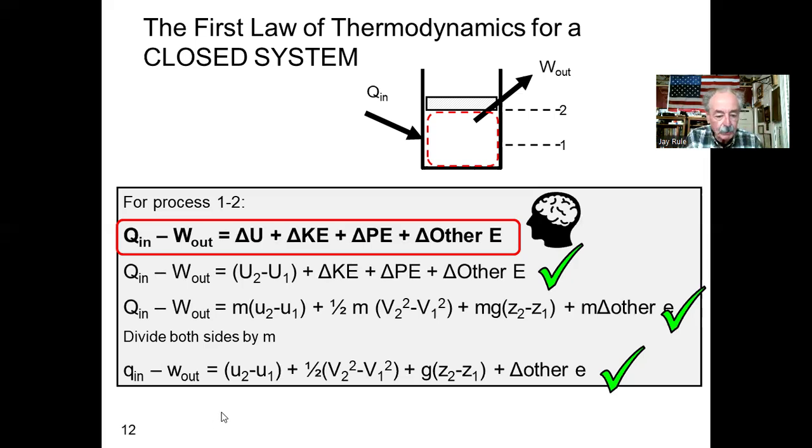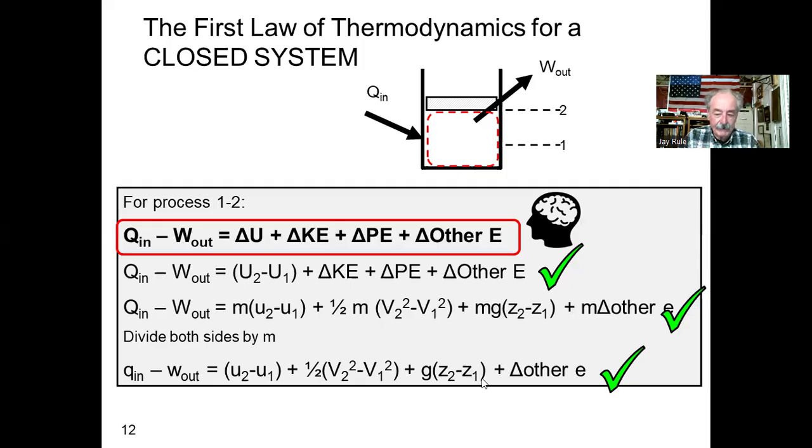A lot of times in the textbook and given homework problems, you're asked to find little q in or little q out. You say, well, what does that mean? Yet another formula. I'd better put that on my formula sheet. That's not a good approach. If you've got this fundamental in your head, you can quickly get down to this step and then divide both sides by M, the mass of the closed system, to get little q in minus little q out. That's Q over M, W over M, equals the change in little internal energy, the change in little KE, the change in little PE.